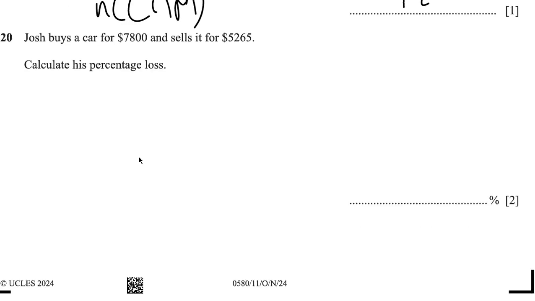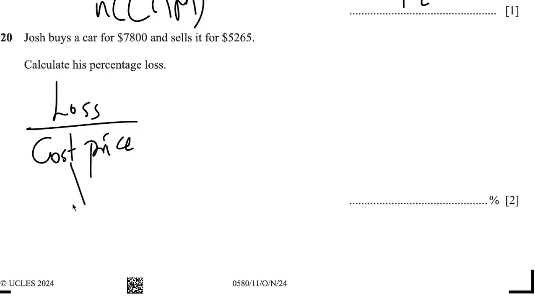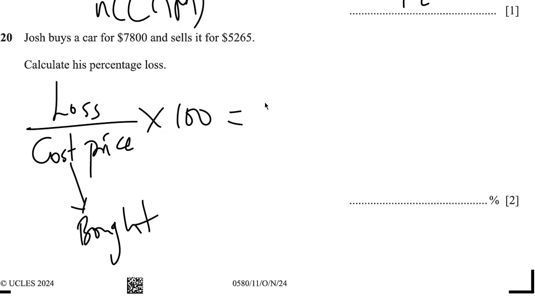Question 20 says Josh buys a car for $7,800 and sells it for $5,265. Calculate his percentage loss, right? In order to calculate percentage loss, it's simply the loss divided by the cost price, and the cost price implies how much it was bought. Take note of that, and then times 100%. And what's the loss? The loss is simply the cost price minus the selling price. Right, let's look at that.